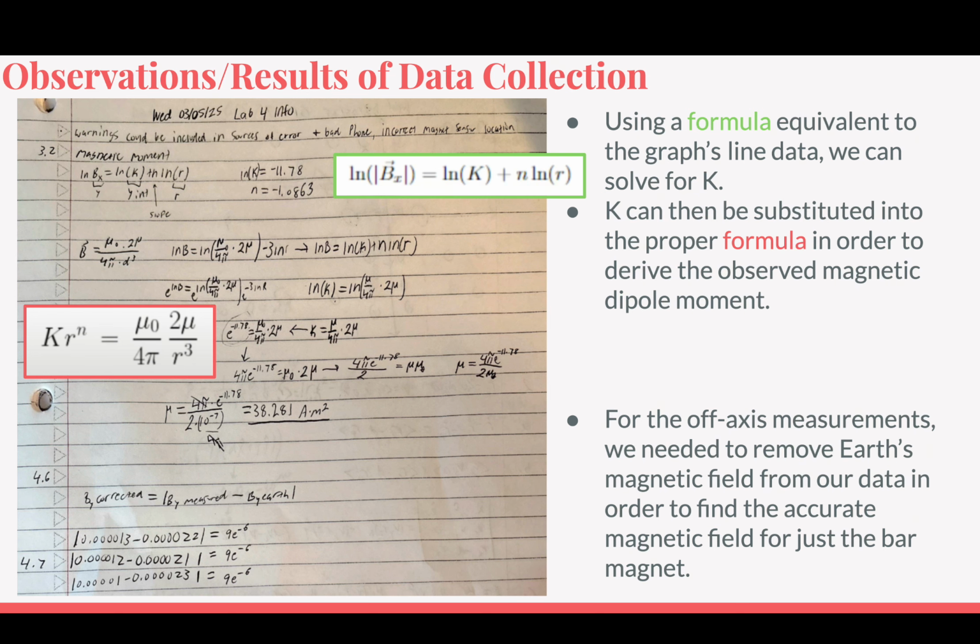Some more calculations I had to complete were for the off-axis measurements, where we needed to remove Earth's magnetic field from our data. This was because Earth was not included in our system, and this would make the magnetic field more accurate for just the magnetic dipole. An important thing to note is that the magnetic dipole moment is denoted by the symbol mu.